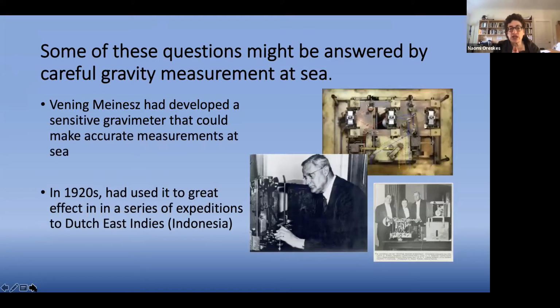So some of these questions could be answered by careful gravity measurements at sea. At least that was the idea. Detailed geophysical analysis could help to at least constrain what some of the possibilities could be. And Vening Meinesz had done something really important. Gravity is hard to measure, and especially if you don't have a stable platform, but he had developed a gravimeter that could make accurate measurements at sea. And he was the first person to do this. So his work was the first time that anybody made gravity measurements in a marine environment. And in the 1920s, he had used this to great effect in a series of expeditions to the Dutch East Indies, or what we would today call Indonesia.